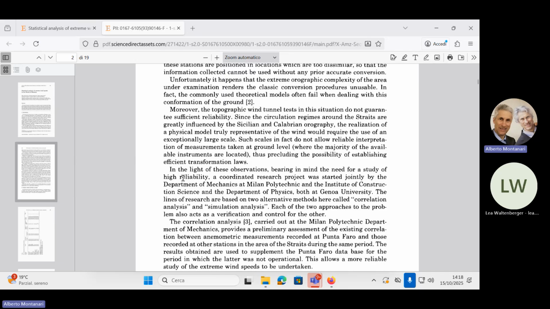Okay. In the light of these observations, so all the problems, bearing in mind the need for a study of high reliability, a coordinated research project was started, and we participated in that. So it's describing what they do. And this collaborative project is based on the use of two alternative methods. So this is what we do: correlation and simulation. Each of the two acts as a verification and control for the other.